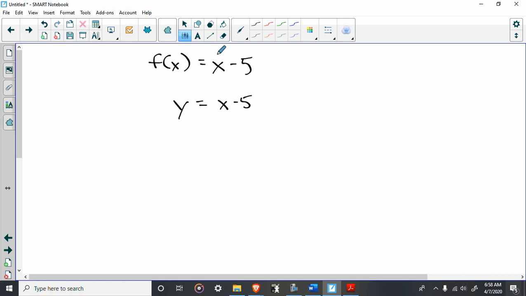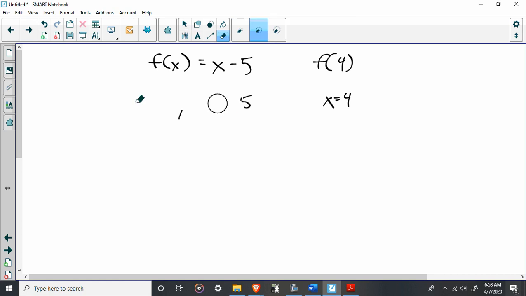If I said we want f of 4, what that really means is x is equal to 4. These are the same thing. What they're saying is plug in x, see what comes out for y. So nothing has changed here in the math. All we need to know a little bit now is about this new notation we've been talking about.